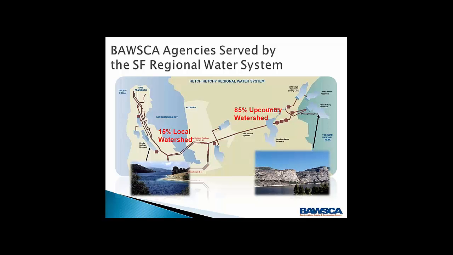We are heavily dependent on the Hetch Hetchy system for our supply, and so we've really been tracking the snowpack lately, and pleased to say this is the first year in quite a few years where we are actually doing okay to date on precipitation and snowpack.